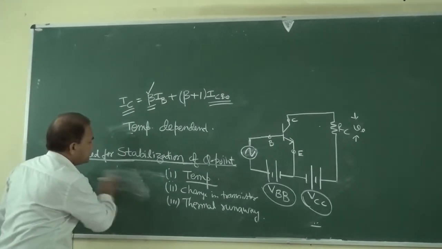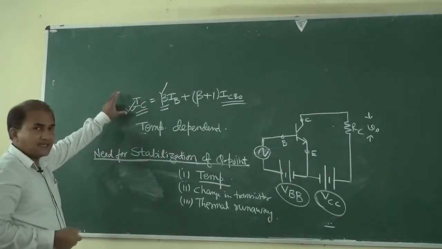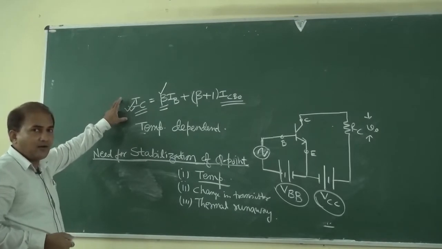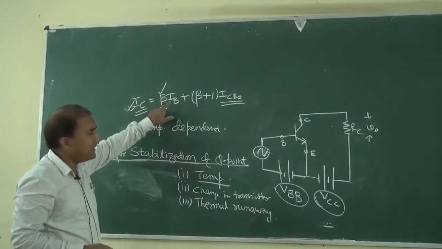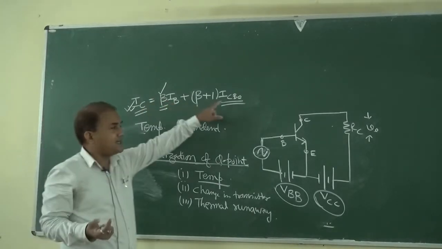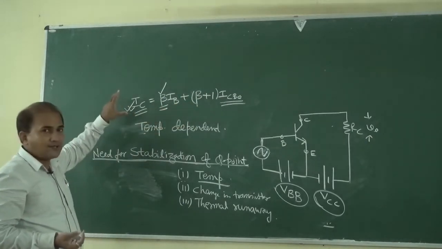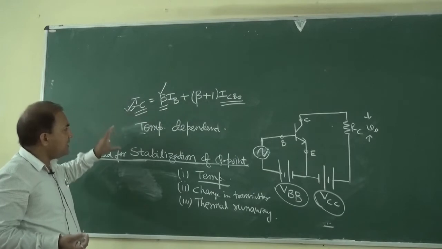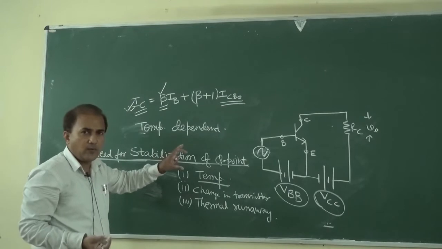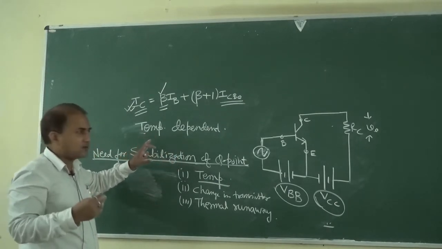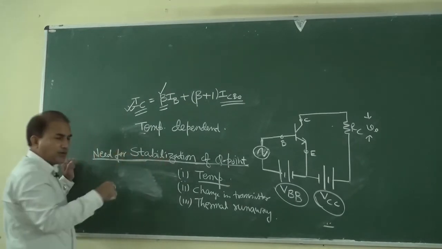So IC. We have just discussed how IC is dependent on temperature. IC is dependent on beta, IB, which in turn depends on VBE, and ICBO. These three parameters are dependent on temperature, so IC is also dependent on temperature. That is why we need stabilization of Q point. So we need a biasing circuit to fix the Q point.